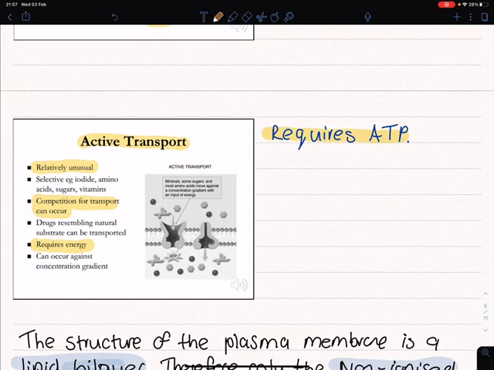Then active transport, as the word indicates, is active, so it requires energy in the form of ATP. It's also very scarce, doesn't really happen a lot, and molecules can be moved from a low concentration to a high concentration.